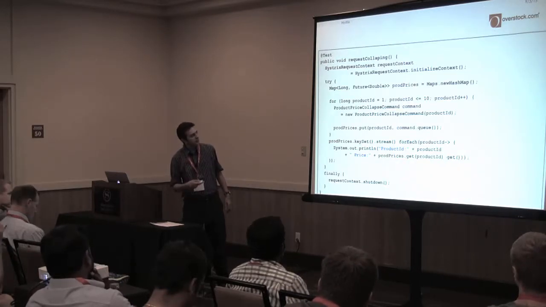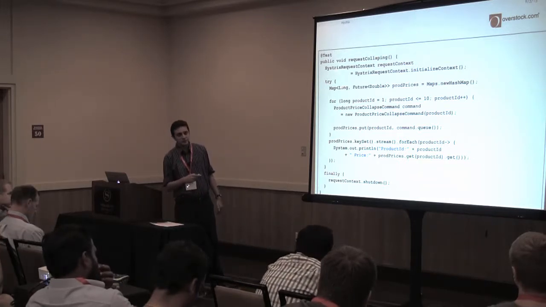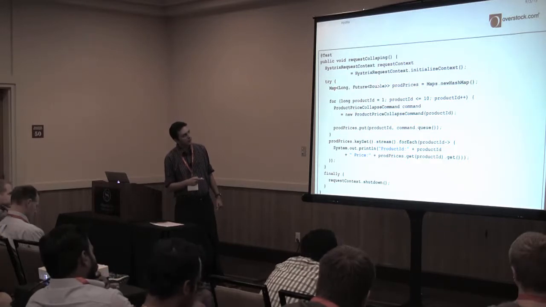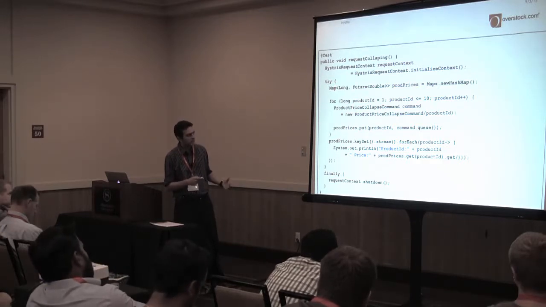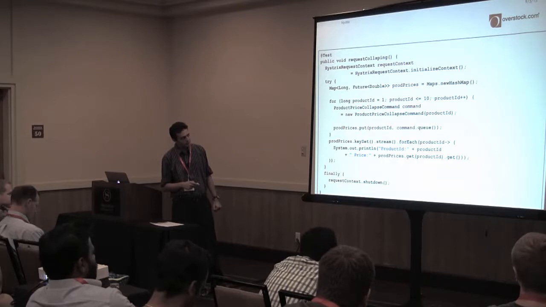Now, request collapsing as a demo, this is what you would do. You would say, create my context. You need to create a context just like before. Then I'm storing the map of long in a future of double, which is basically the call for price. And I say product price collapse command, create a new command, and I say product price put product ID, and I enqueue the command out.